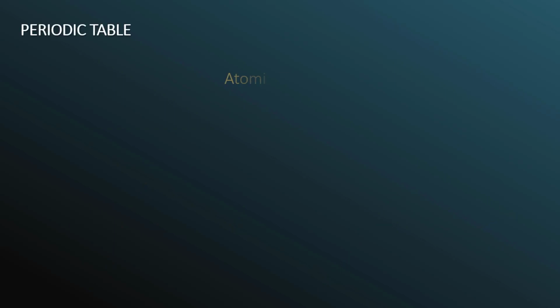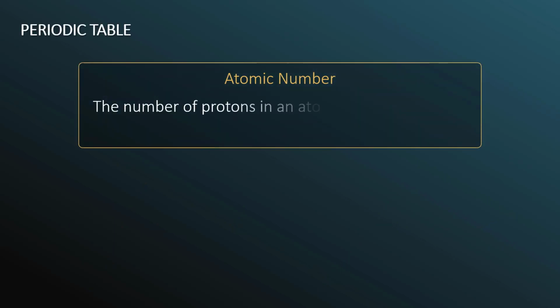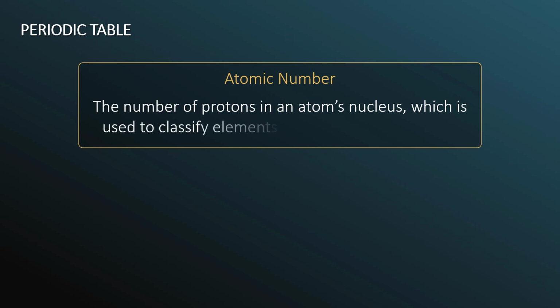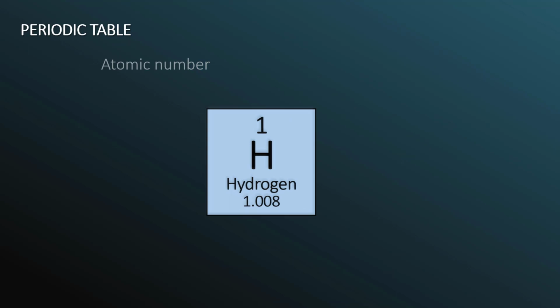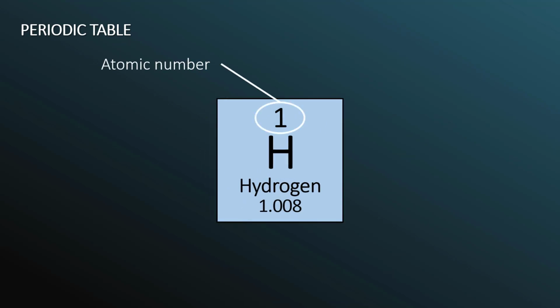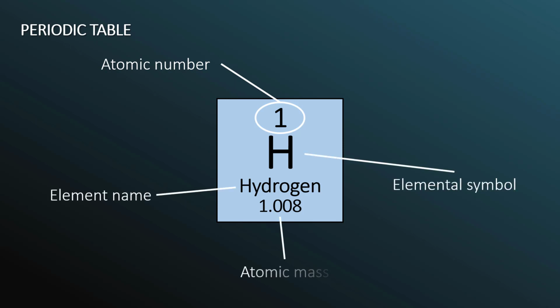Periodic table. The atomic number is the number of protons in an atom's nucleus, which is used to classify elements within the periodic table. Now, if you haven't seen the periodic table, here is a picture of it. Let's zoom in on one of the elements. Hydrogen. The atomic number is 1. This is the number of protons in hydrogen. This is the element name. This is the element symbol, and this is the atomic mass.